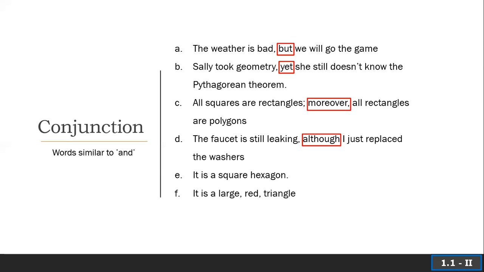It is a square hexagon. These are the types of things that can be broken up into multiple pieces. It is a large red rectangle. Is a large red rectangle is the same as saying it's large and it's red and it's a rectangle.